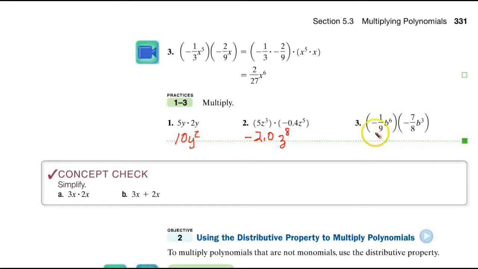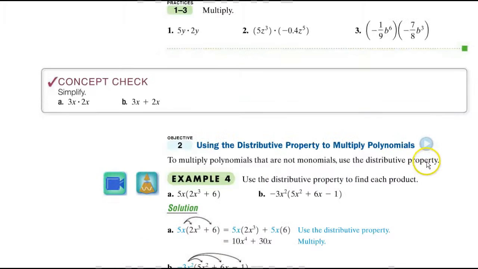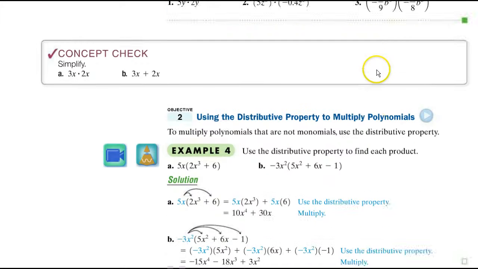Again, you can't cancel. This is going to be a plus. So 9 times 8 is 72. B, add your exponents to the 9th. Okay. So that was multiplying monomials.